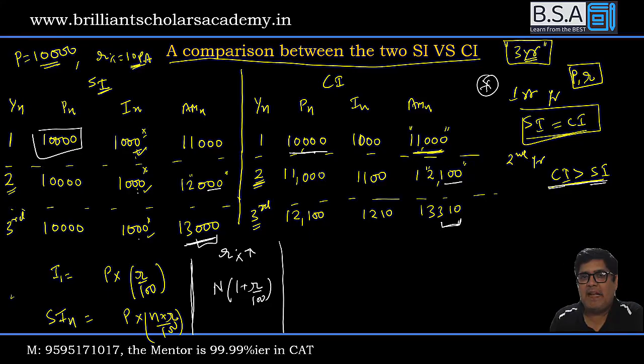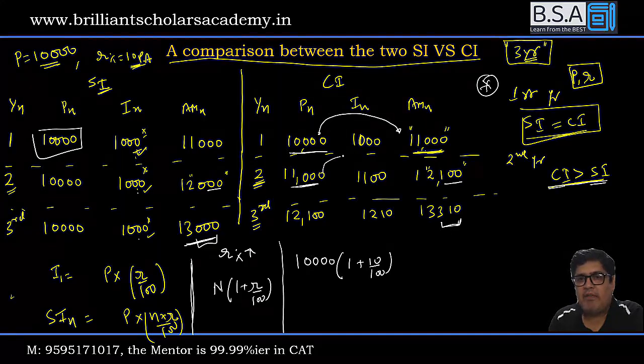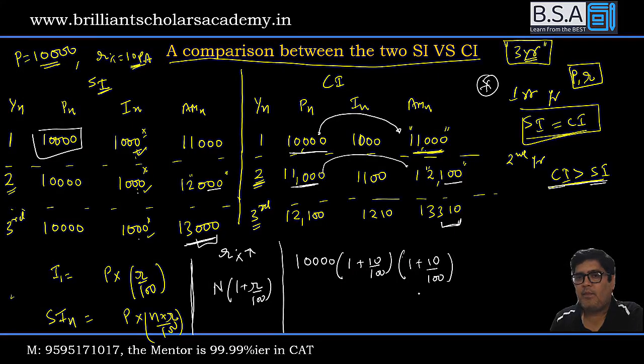This was the principal that we had, 10,000. When this principal reaches here, it has increased by 10 percent. So this amount is the same amount as this. It's a principal now. Again, we perform a 10% increase. It has become 12,100, which is the principal here. It has gone here and increased as 1 plus 10 upon 100. This is the amount. This is the formula for amount.